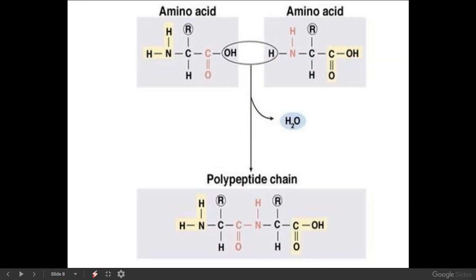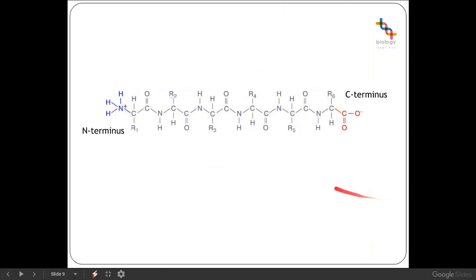As that continues, we're going to wind up with a long polypeptide chain, and we eventually have an NH2 group at one end, which is referred to as the N-terminus, and we've got our carboxylic acid group over here, which is referred to as our C-terminus.